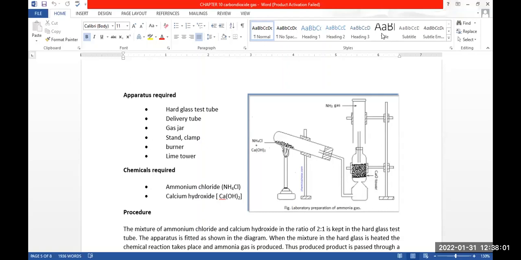Other is it solidifies at minus 78 degrees Celsius and liquefies at minus 33.4 degrees Celsius. So, there is similarity between carbon dioxide and ammonia gas in its freezing point. That is, it freezes at minus 78 degrees Celsius, both carbon dioxide and ammonia.